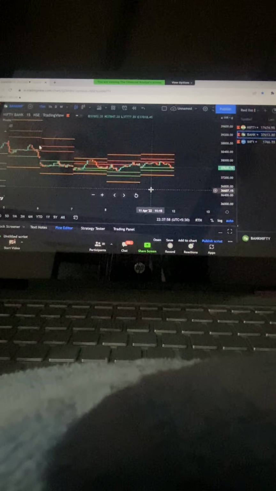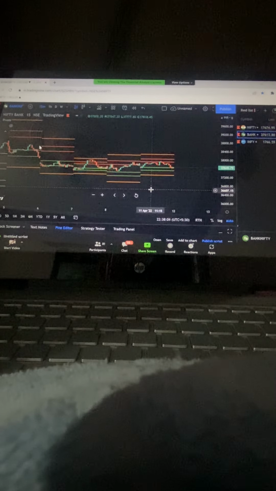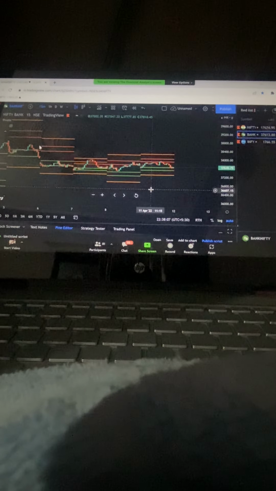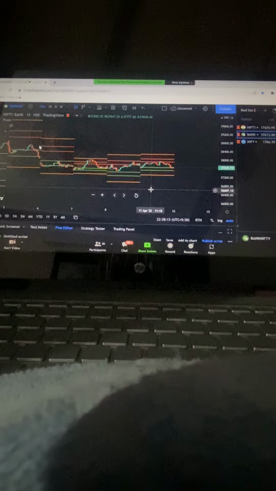Write it. If the weekly trend is bullish, we will not take any short trades in the daily pivots. So that means we will not sell at the resistance zone in the daily pivots. Why? Because the weekly trend is bullish.